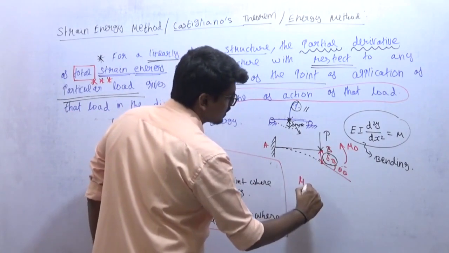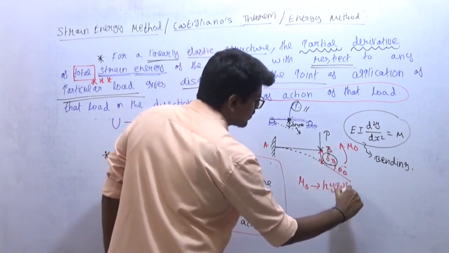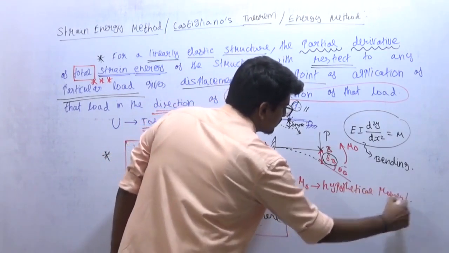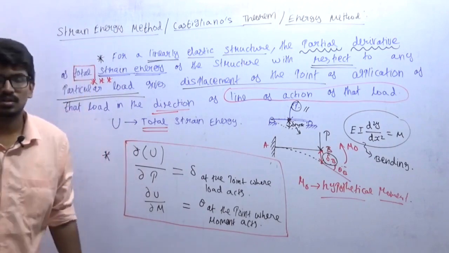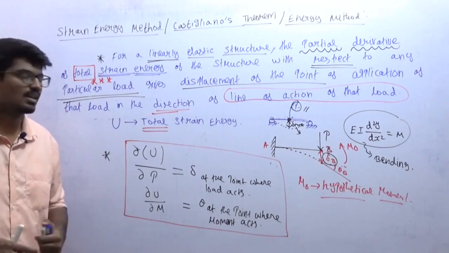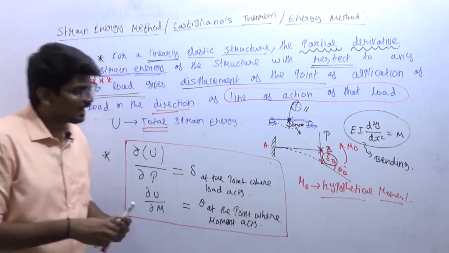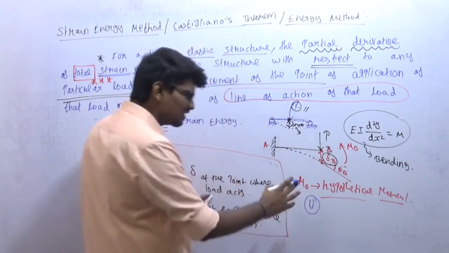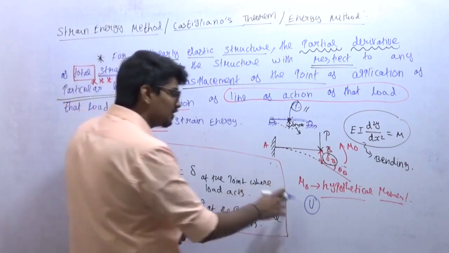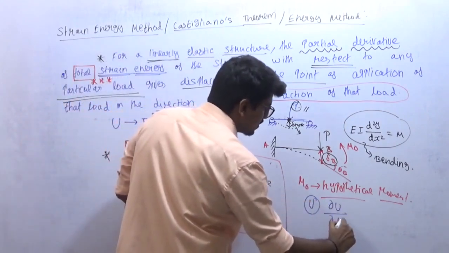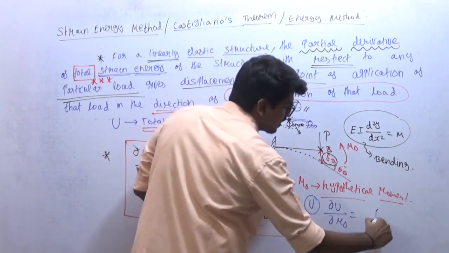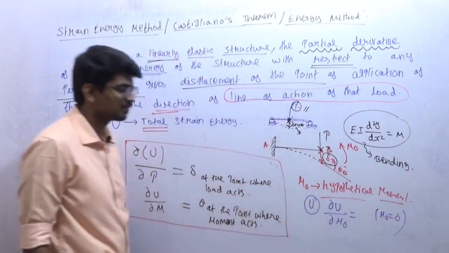Okay, so here m naught is hypothetical, which means in reality, the moment is not present. I am introducing it. Okay, so I will be introducing a hypothetical moment. After introducing hypothetical moment, I will be finding out u. Okay, it is simple only. I will be doing an example. I will be finding out u after introducing hypothetical moment. After that, I will differentiate u with respect to m naught. Then after differentiating, I will equate m naught to 0.